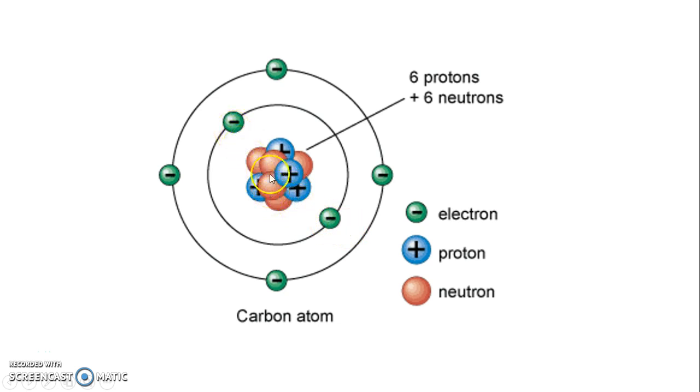So we're going to have 2 in the inner shell, and then in the case of the carbon atom, we're going to have 4 around the outside. So this is a model you are going to have to learn how to draw.